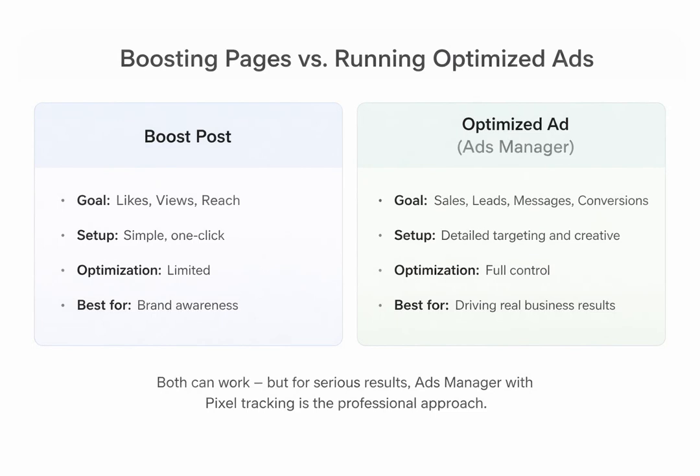There's an important distinction worth clarifying here. When you boost a post directly from your Facebook page, it's a quick and simple way to get more likes, views, or reach. That's fine for brand awareness. But if you want actual sales, leads, or messages from potential customers, you need to run properly optimized ads through Ads Manager with your pixel connected. The pixel is what allows Meta to learn who your best customers are and show your ads to more people like them. Boosting is a starting point. Ads Manager with pixel tracking is the professional touch.